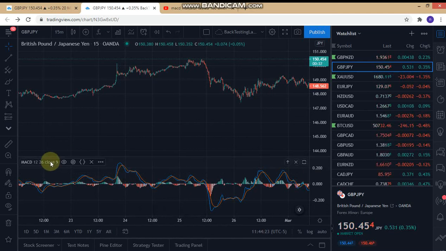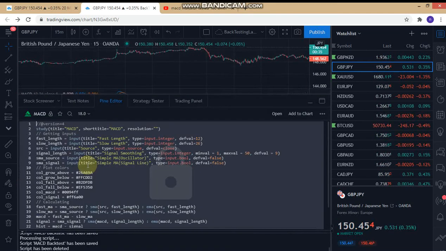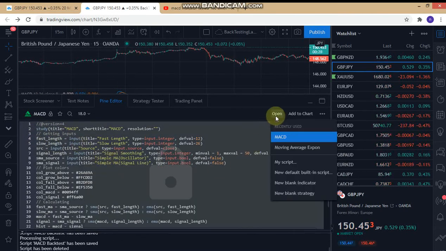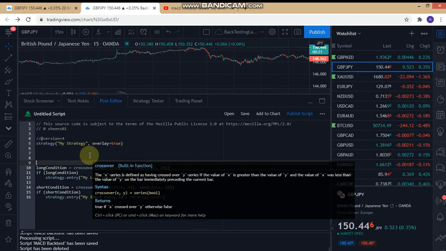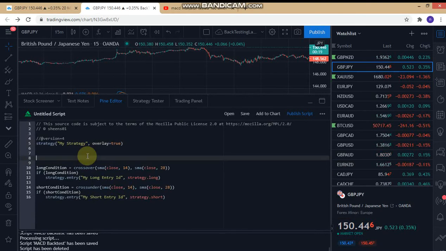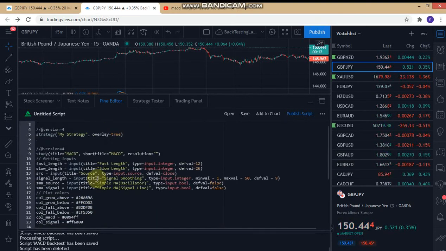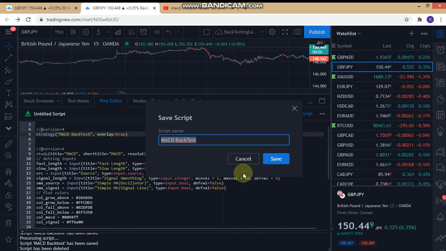So I thought I would give that a quick test. Take all this code out of here, Control A, copy, open, put in a new blank strategy. Paste all that code in. Rename my strategy to MACD backtest. Save.